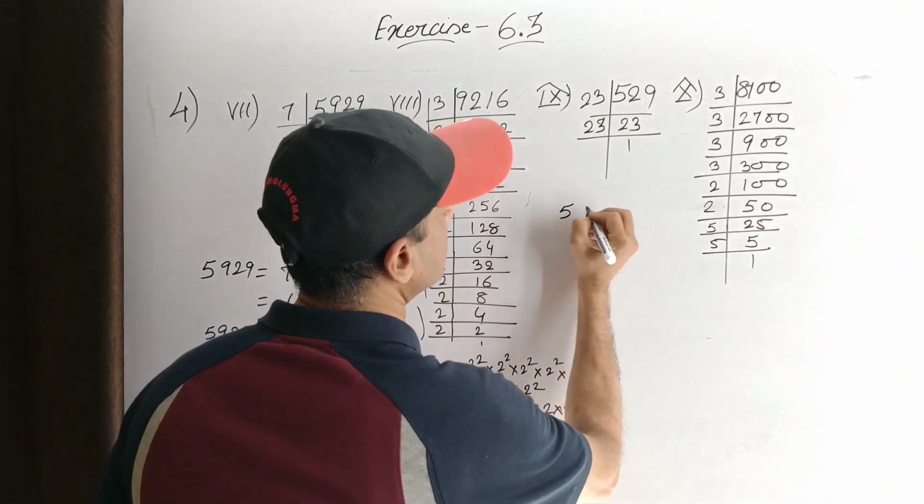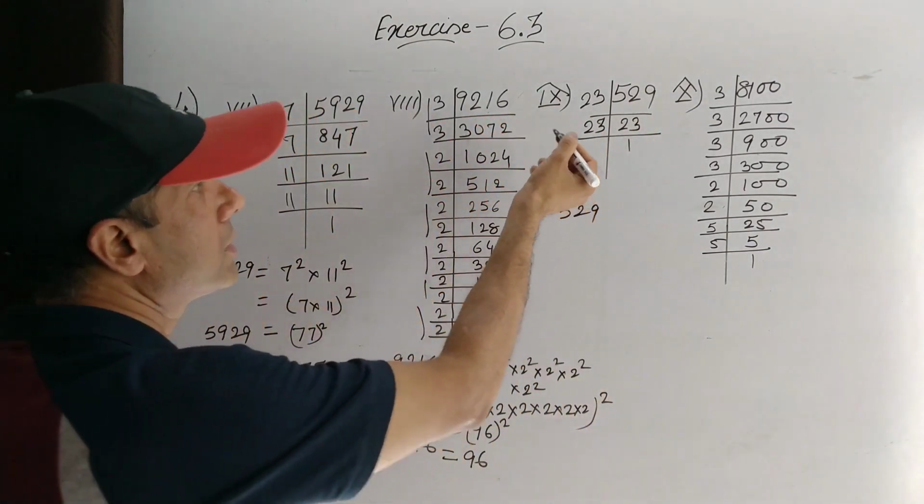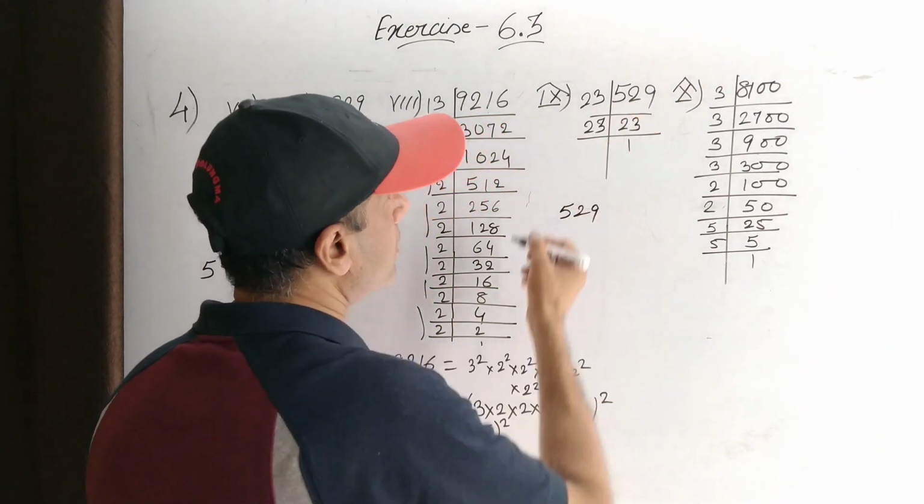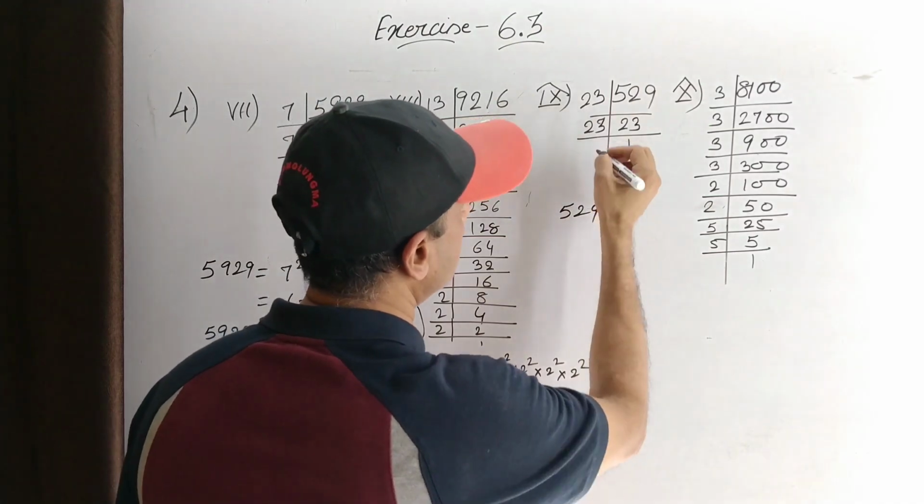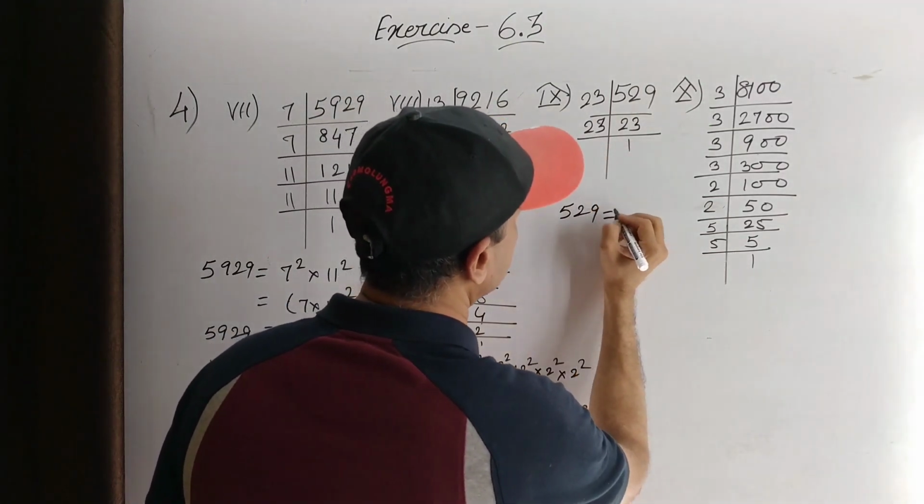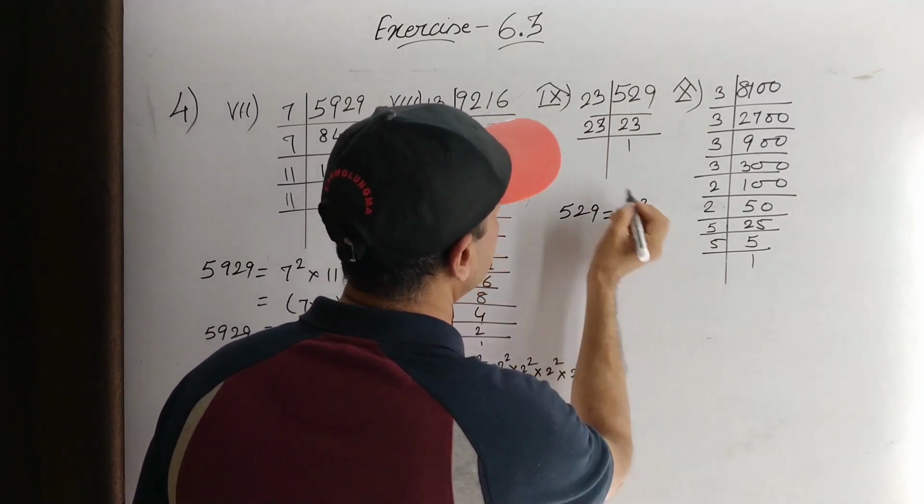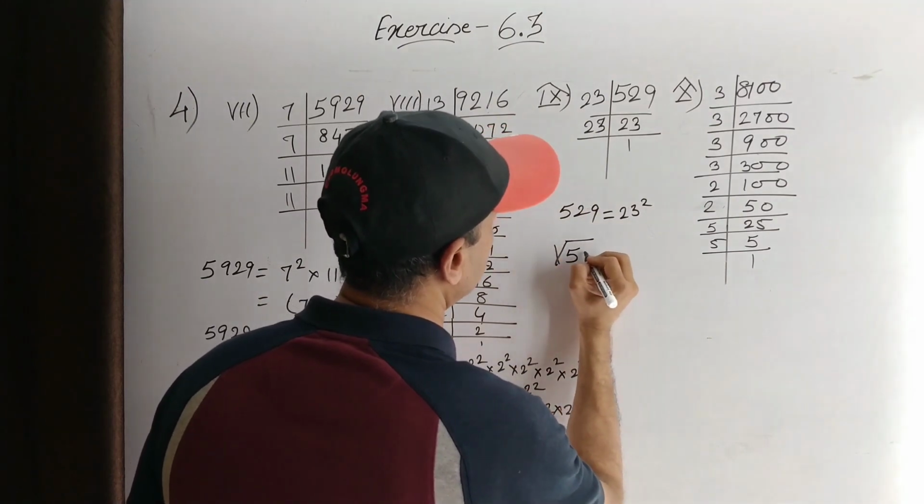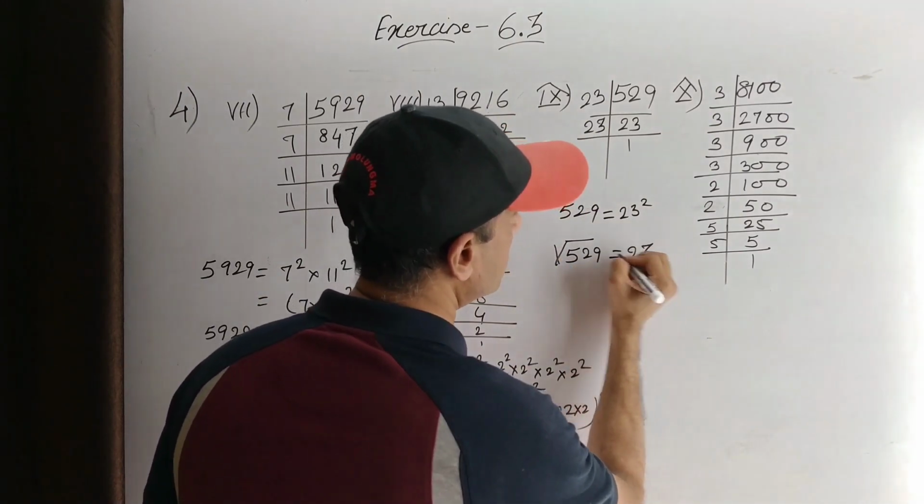529 is not divisible by any number smaller than 23. So we get the prime factors as this. We can write it as 23 square, and under root of 529 is equal to 23.